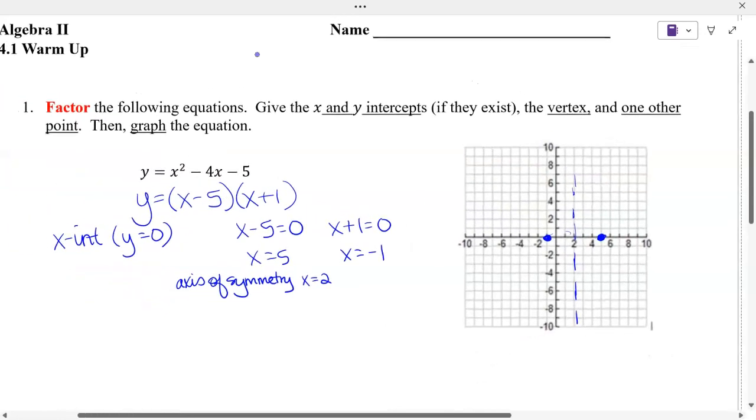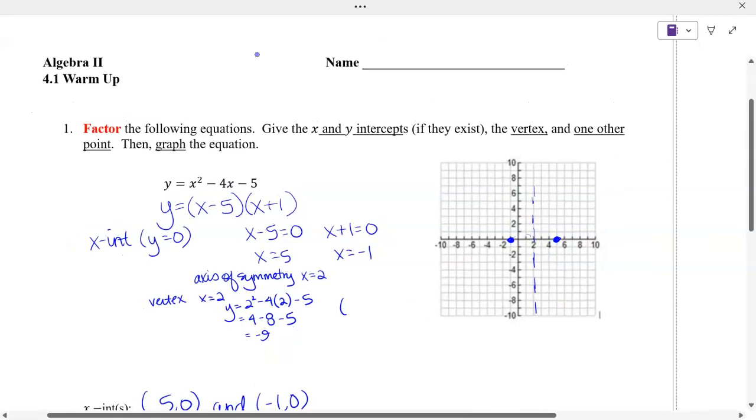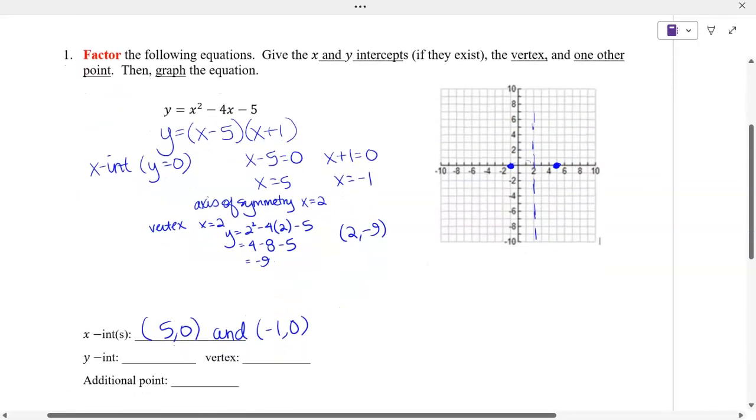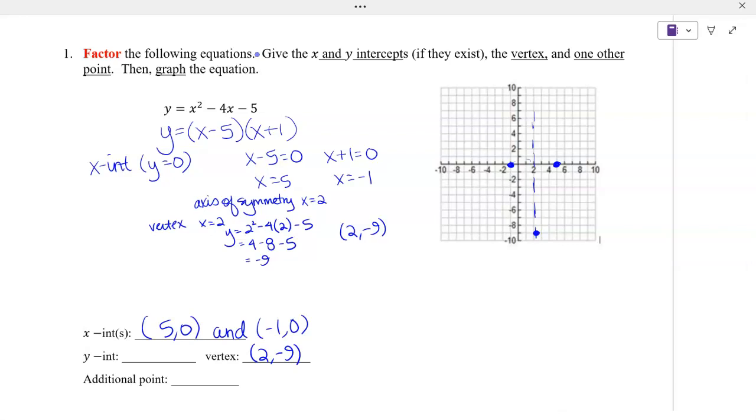So if we want to find our vertex, we know that that is when x equals 2. And we can just plug that back in our equation to find the y value of the vertex. So we have 2 squared minus 4 times 2 minus 5. So we end up getting 4 minus 8 minus 5, or 4 minus 13, which gives us minus 9. So our vertex here is at 2, comma, negative 9. So I'll write that down here, 2, comma, negative 9, and let's go on and graph it, 2, comma, negative 9. Now I've got 3 points here for my parabola, but I want to try one more point.